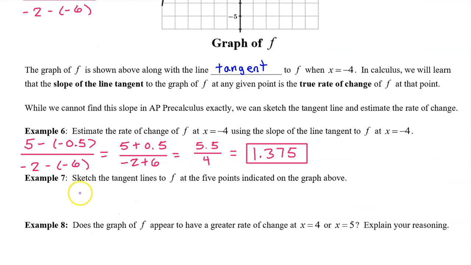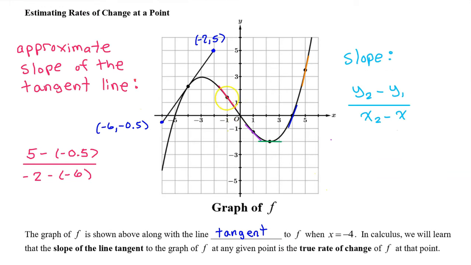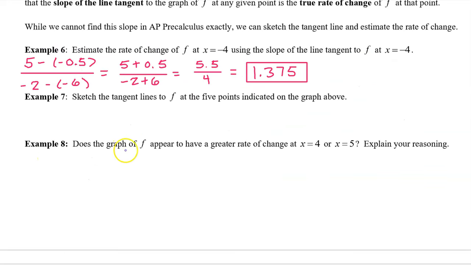Example 7. Sketch the tangent lines to f at the 5 points indicated on the graph above. Here are the 5 tangent lines, all shown in different colors. Example 8. Does the graph of f appear to have a greater rate of change at x equals 4 or x equals 5? Explain your reasoning.